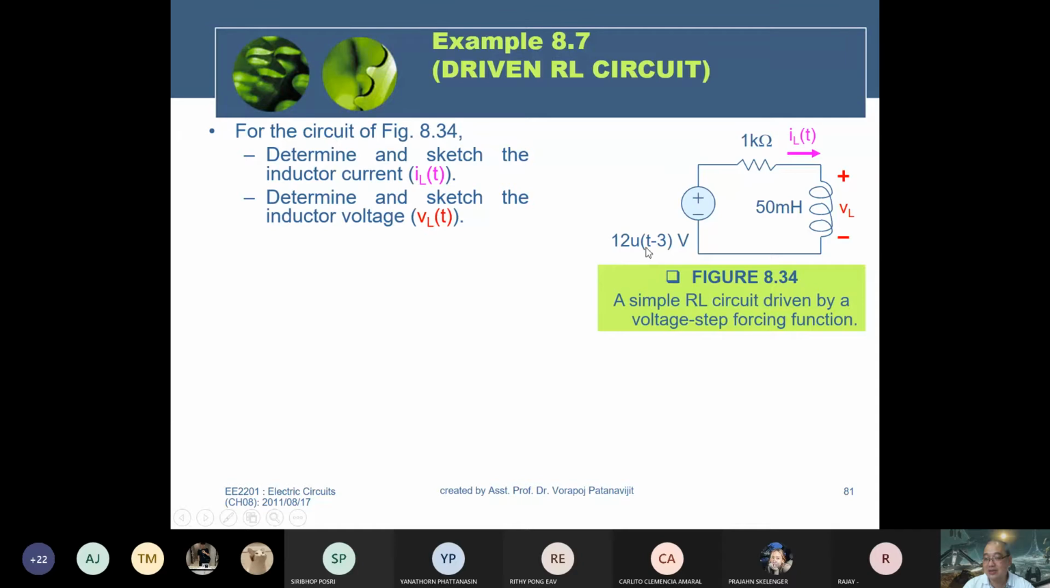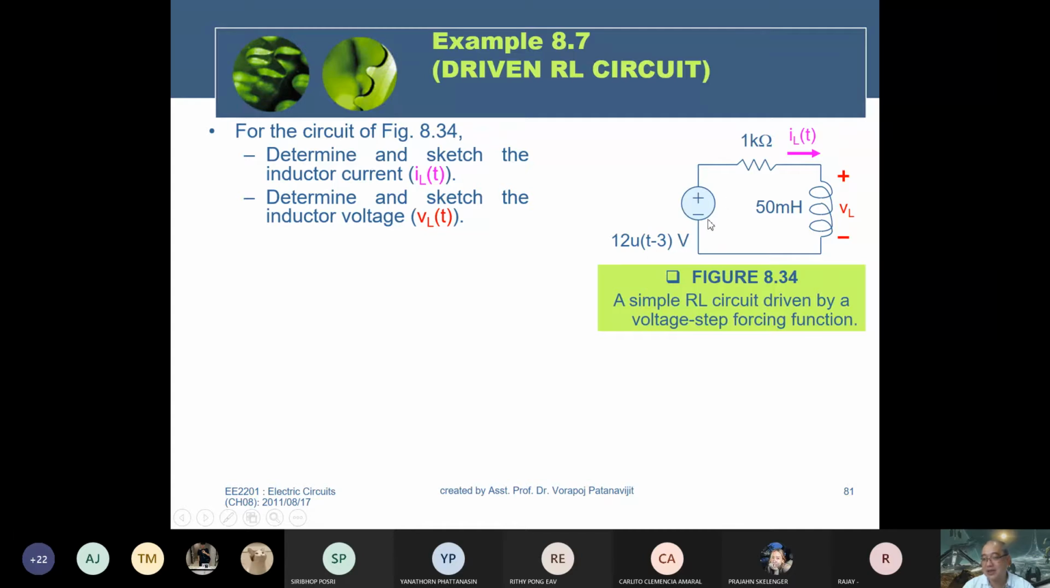The unit step function: the source is not activated at time equal to 0. The source is activated at time equal to 3 seconds. Therefore, this circuit consists of the inductor and the resistor, so it's an RL circuit. To check whether it is driven by a source or not, you check at time infinity, when the switch has been activated for a long time.